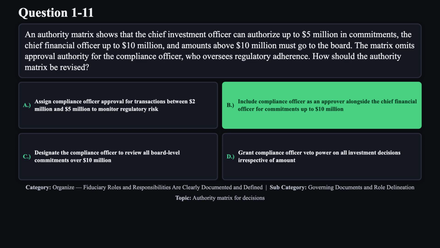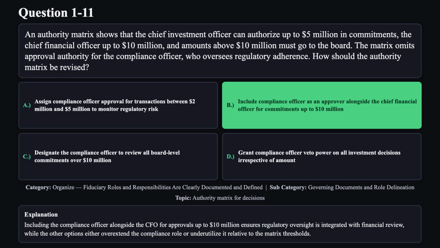The correct answer is B. Including the compliance officer alongside the CFO for approvals up to $10 million ensures regulatory oversight is integrated with financial review, while the other options either overextend the compliance role or underutilize it relative to the matrix thresholds.